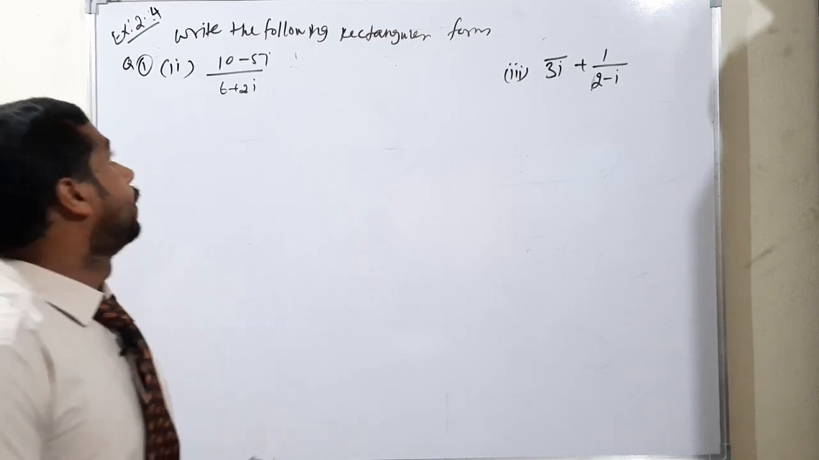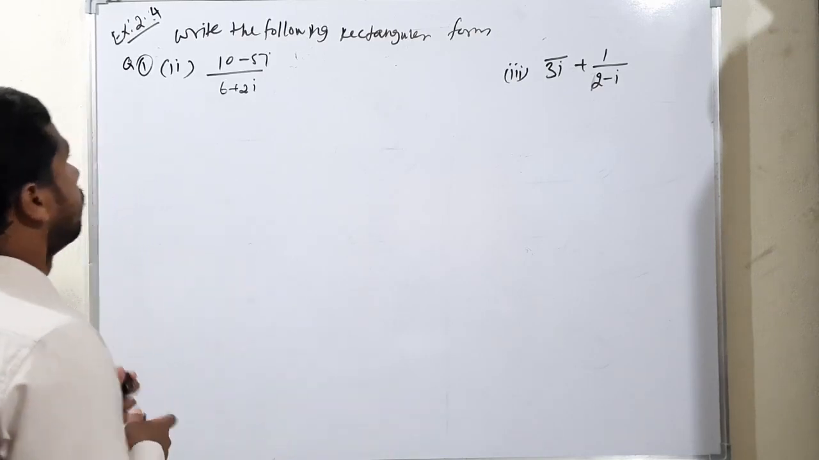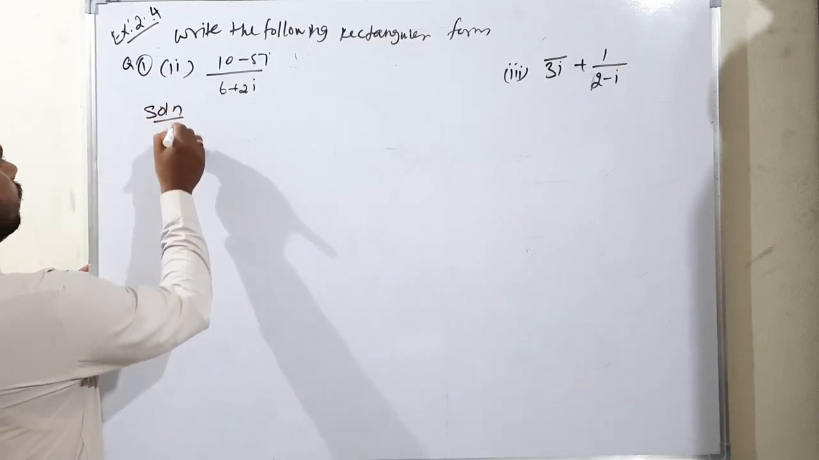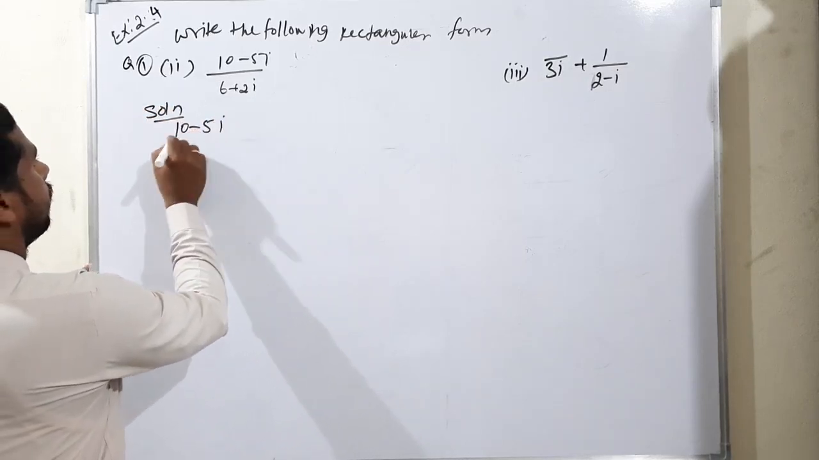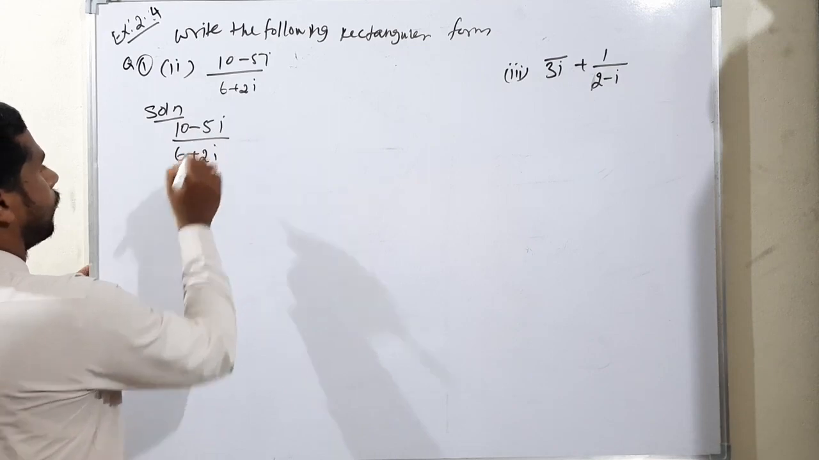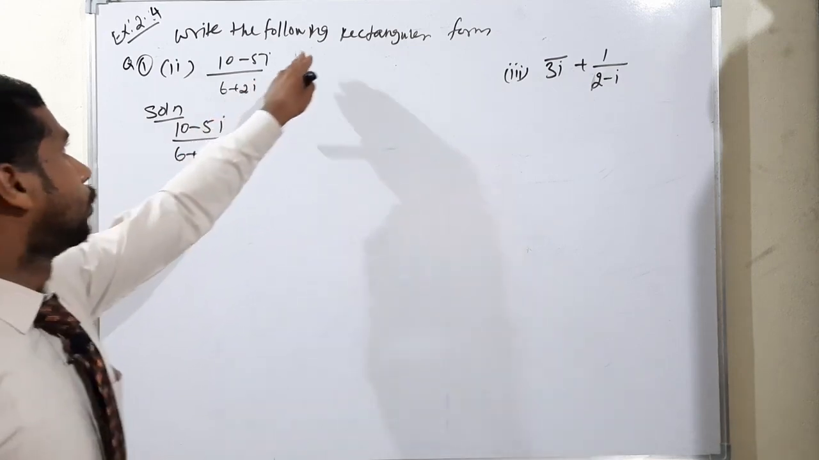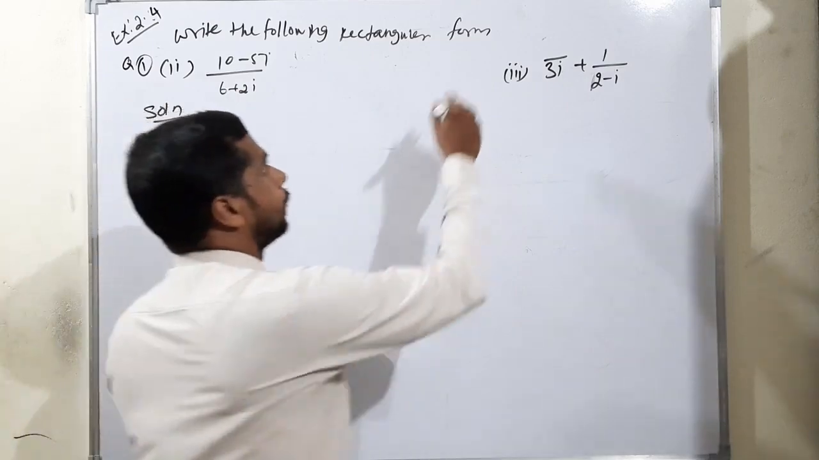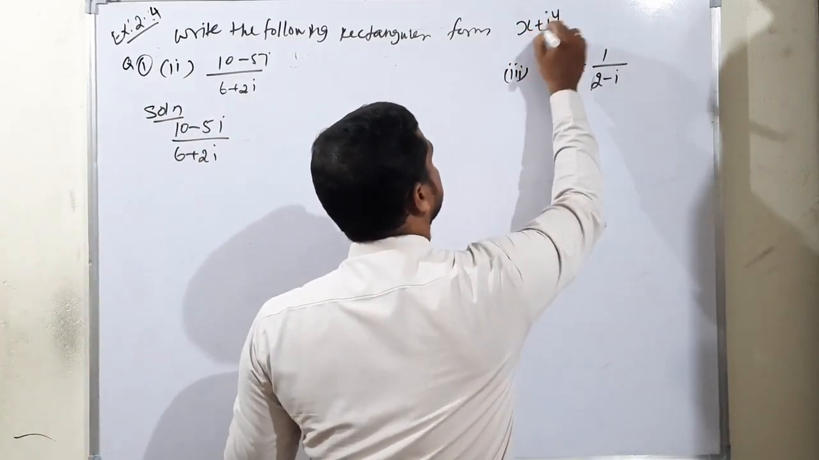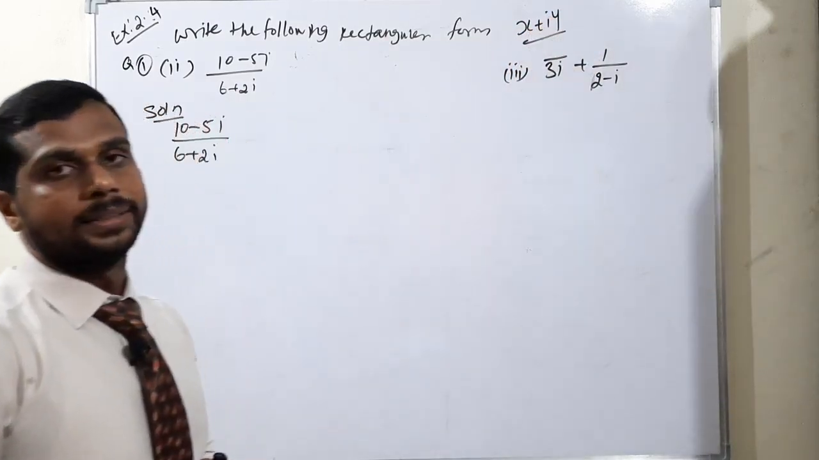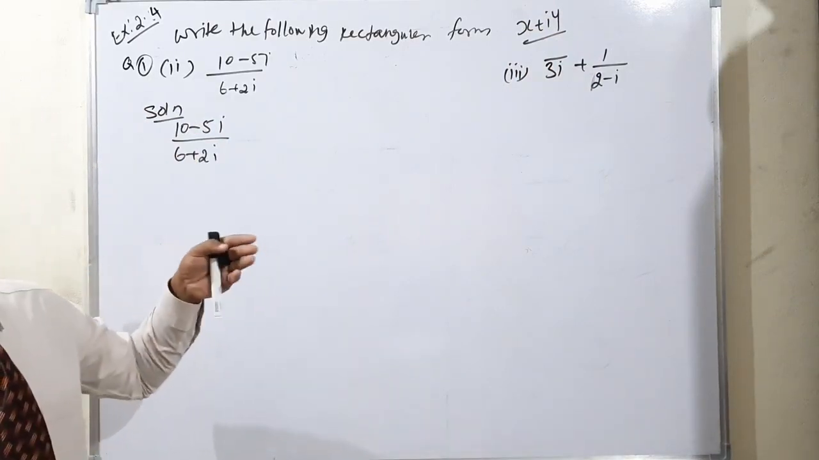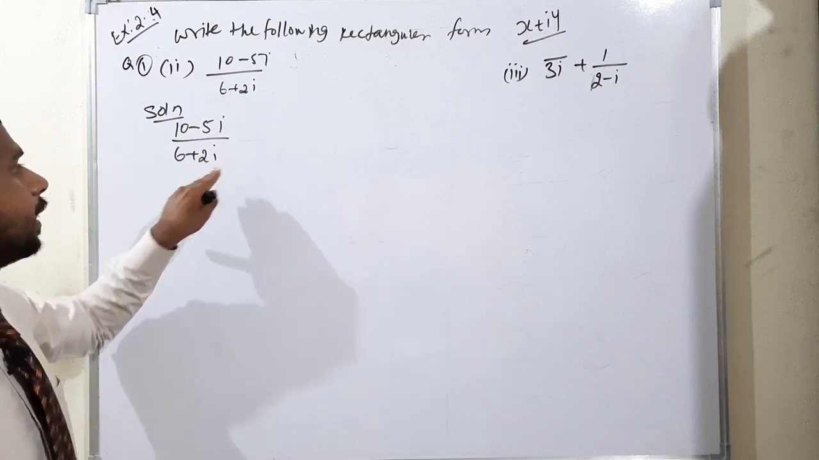So what is the question? Subdivision 2: 10 minus 5i divided by 6 plus 2i. This is not in standard form, but the question says write in rectangular form. What is the meaning of rectangular form? x plus iy form, isn't it? x is called real, y is called imaginary. This is not standard, so what we have to do? We have to multiply both sides by the conjugate.